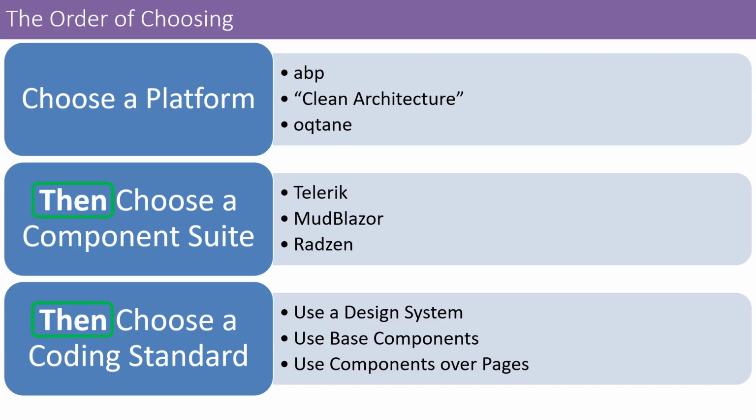So the order of choosing: when it comes time to actually make the decision, you want to choose your platform, then you choose your component suite, and then you choose your coding standard. You consider all three of these at the same time, but when it comes to your final choices, that's the order you want to make them.